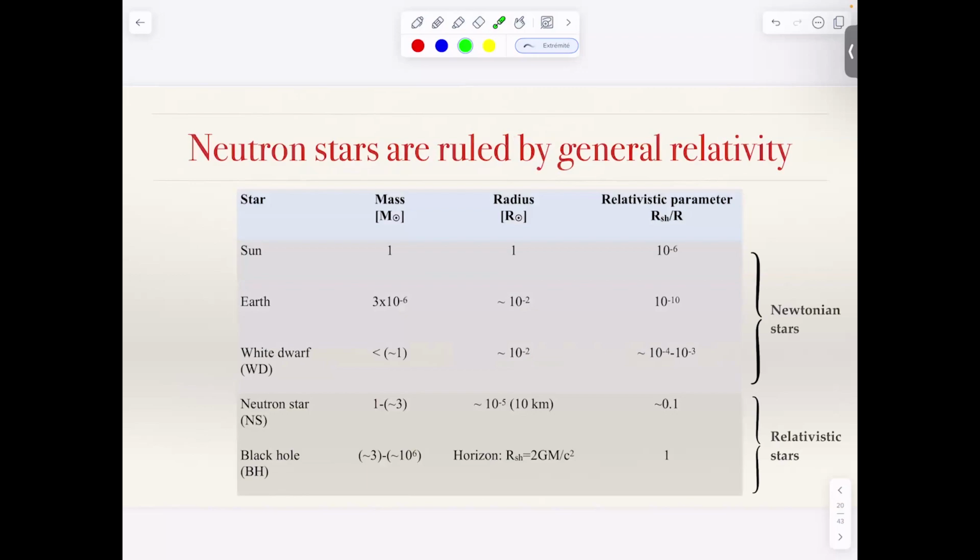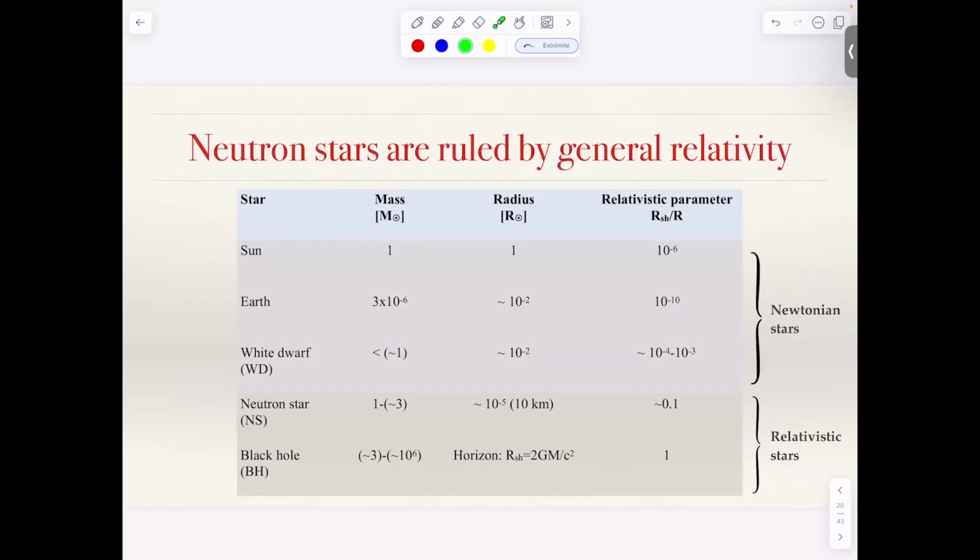Okay, so here I have just listed several stars, from the sun to neutron stars and black holes. The first three are just Newtonian stars, the stars that you could describe by applying the very simple equations I gave in the previous slide, and the last two are relativistic stars because they require general relativity to be accurately described.